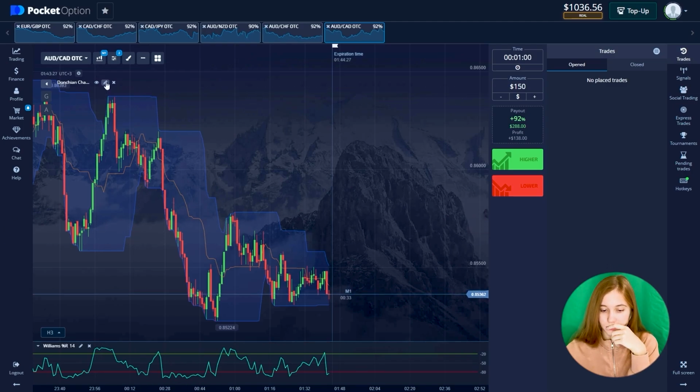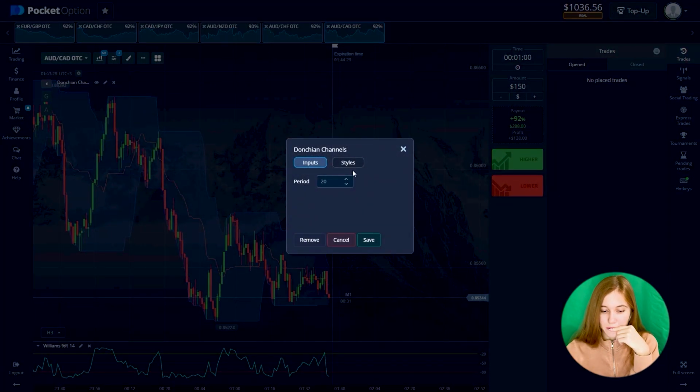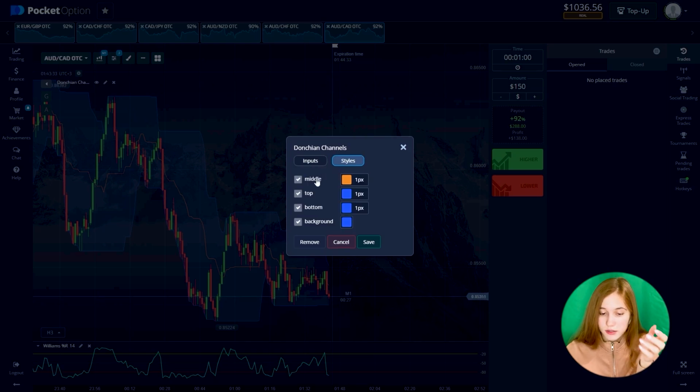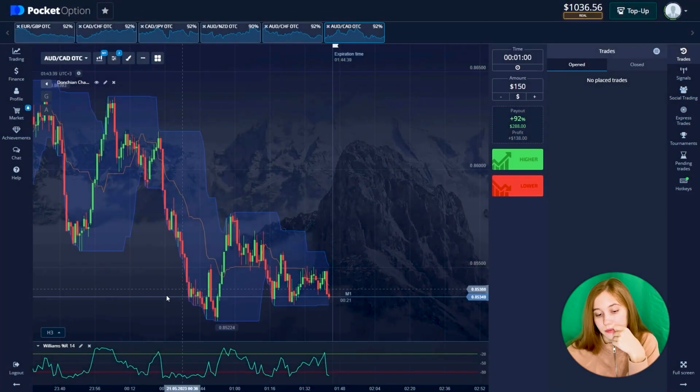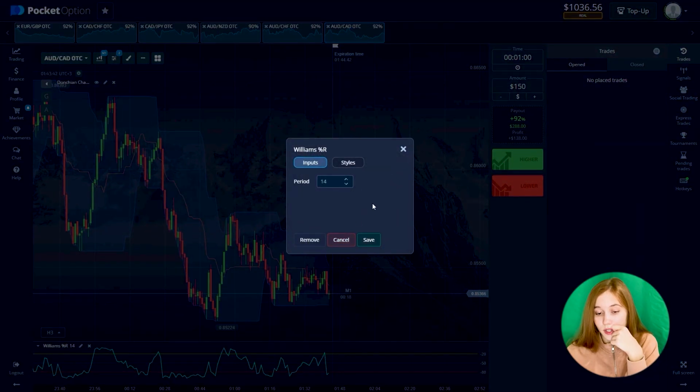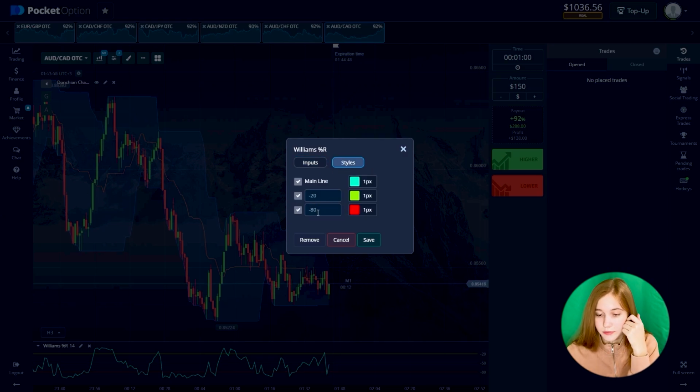Settings, you can copy them, these colors, periods, you can pause and copy. And the second indicator, period of 14, minus 20, minus 80, so you can see this.